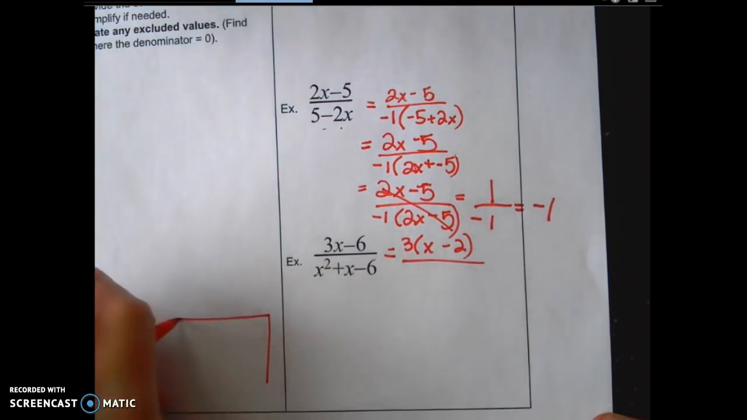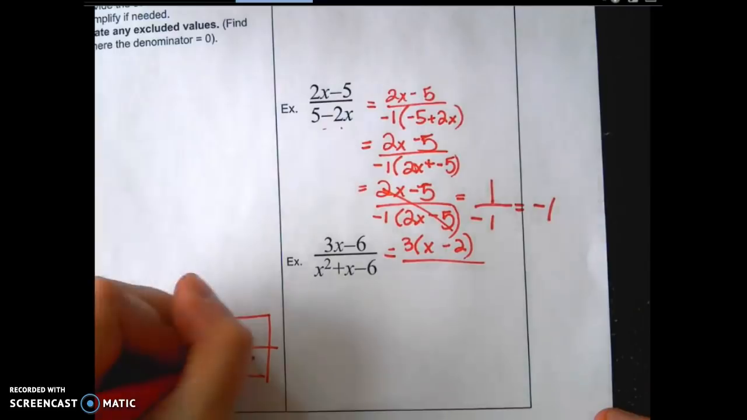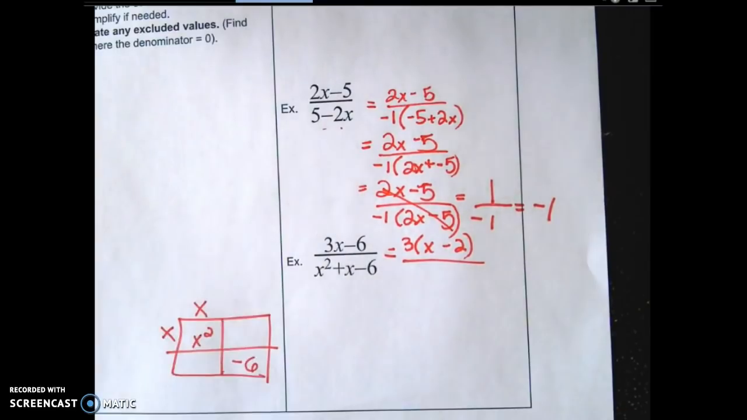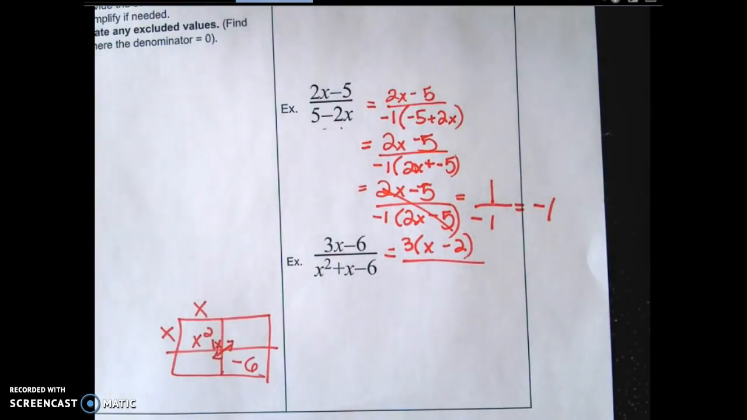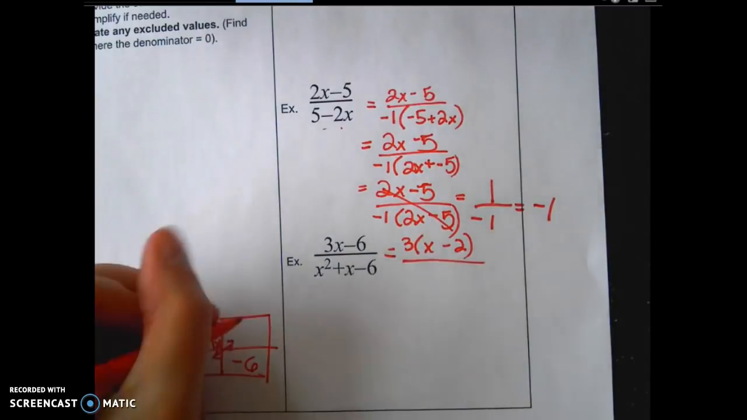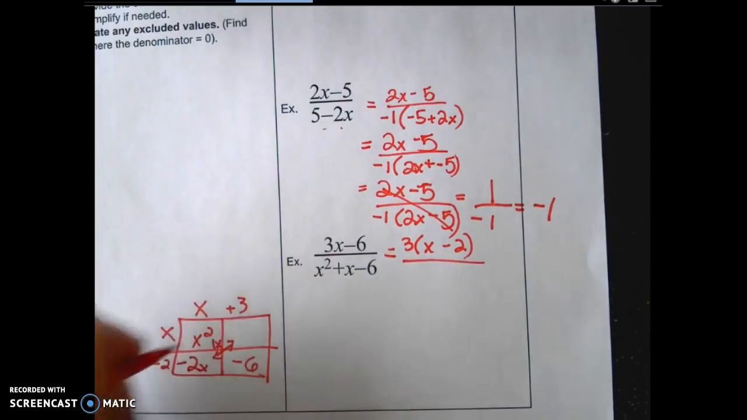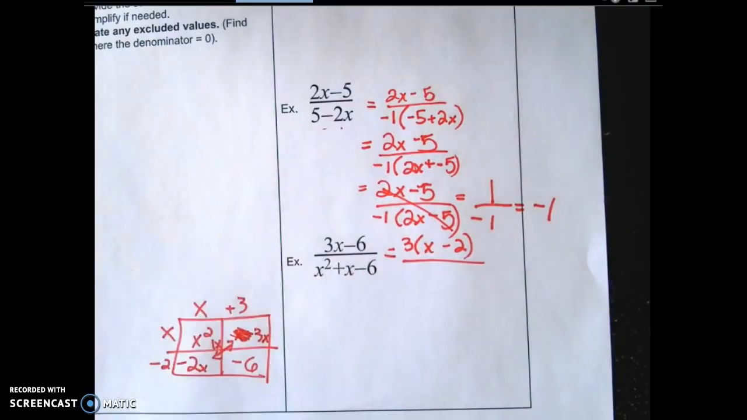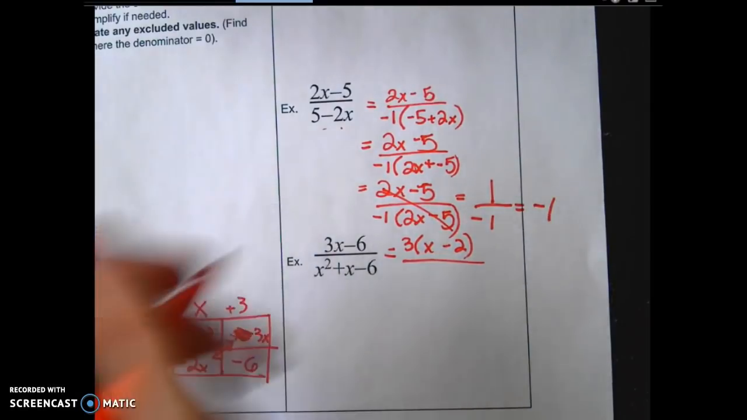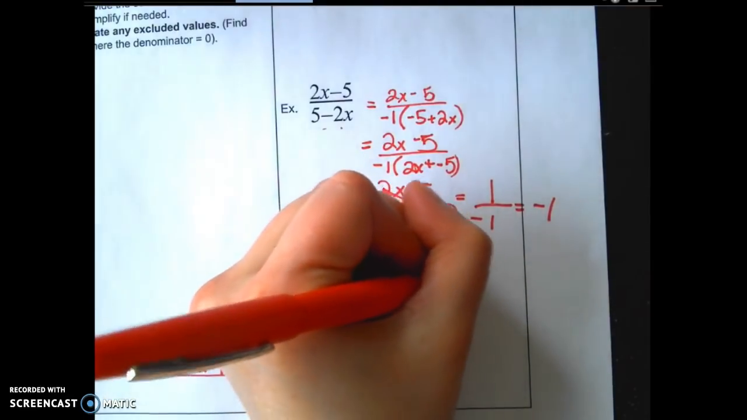So I'm going to draw my box over here. Well, this has to be x and x to make x squared. I'm looking for something that adds to 1x and multiplies to negative 6. I think I'm going to be using plus 3 and minus 2. That would give me negative 2x and 3x, which gives me 1x. So I can rewrite this in its factored form, which is x plus 3 and x minus 2.